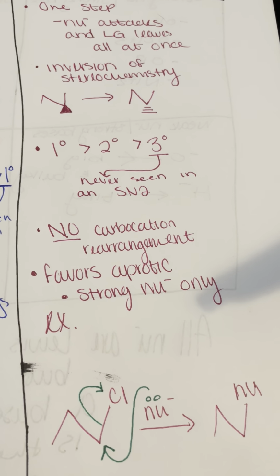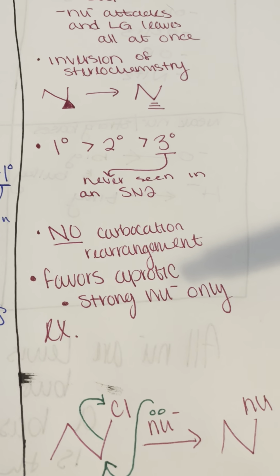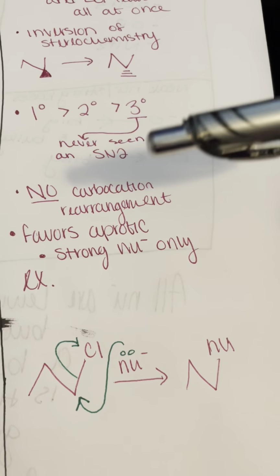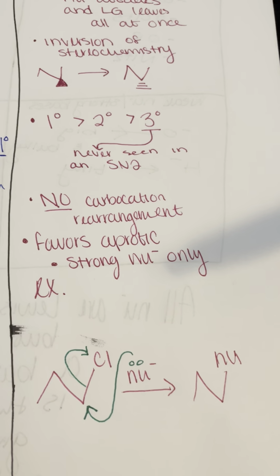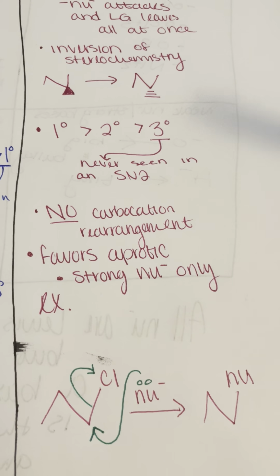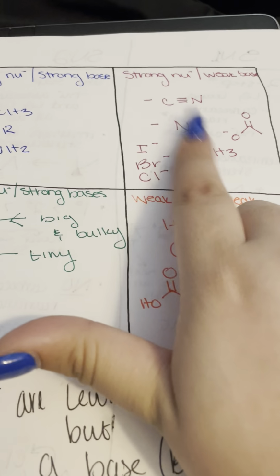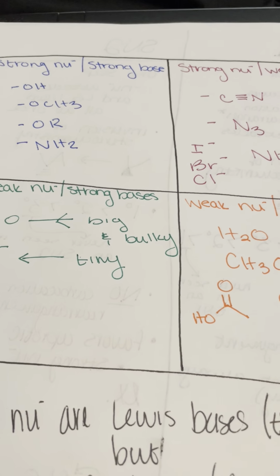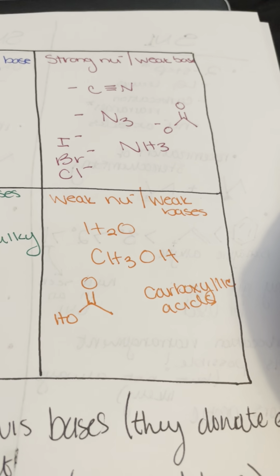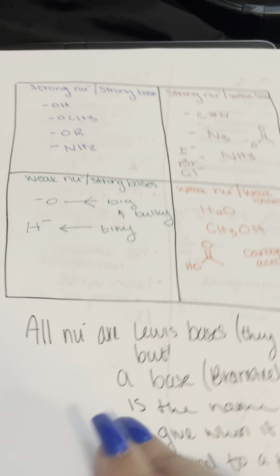An SN2 mechanism favors aprotic solvents over protic solvents. And there must be strong nucleophiles only in this one. Now, if we refer back to the chart, it could be in these two boxes right here. It could be an OH, OCH3, anything attached to an oxygen, cyanide, NH3, iodide, etc.